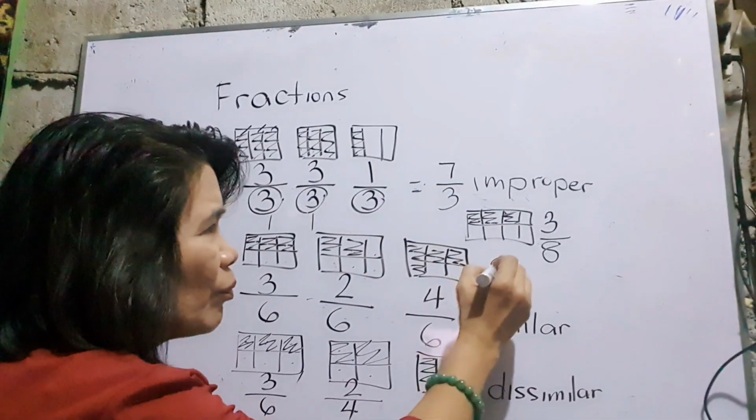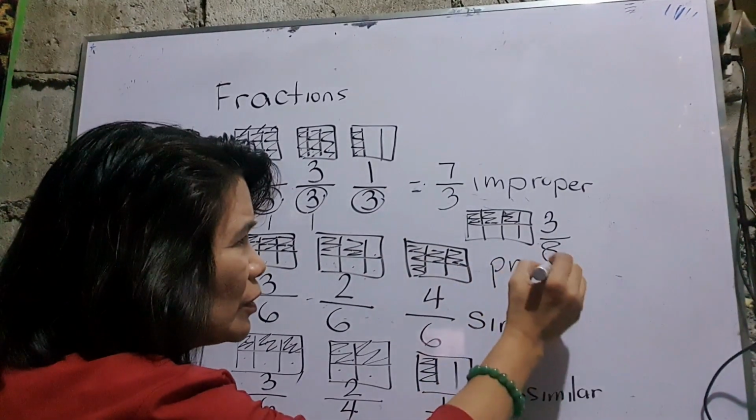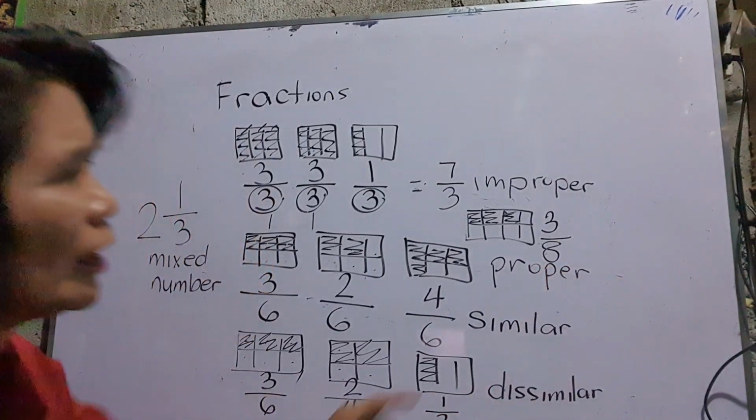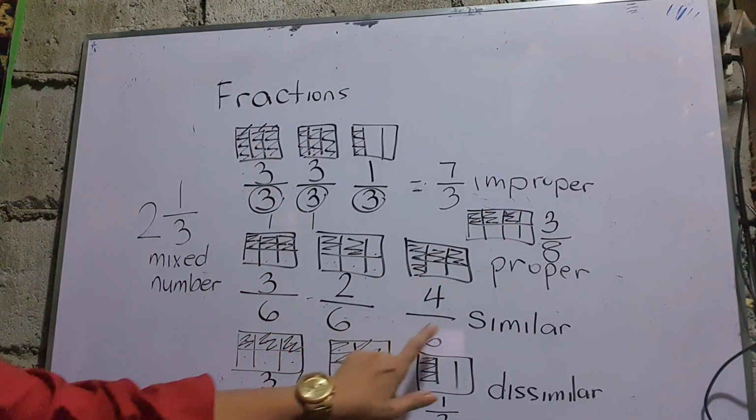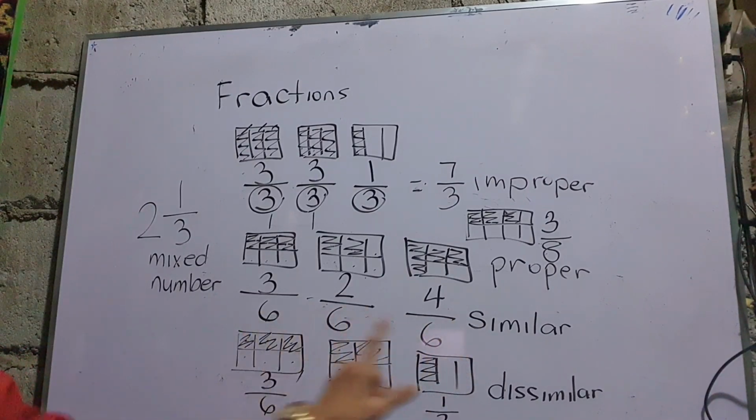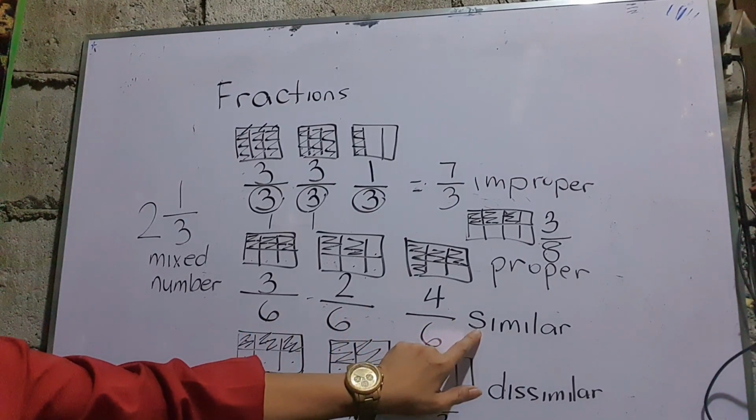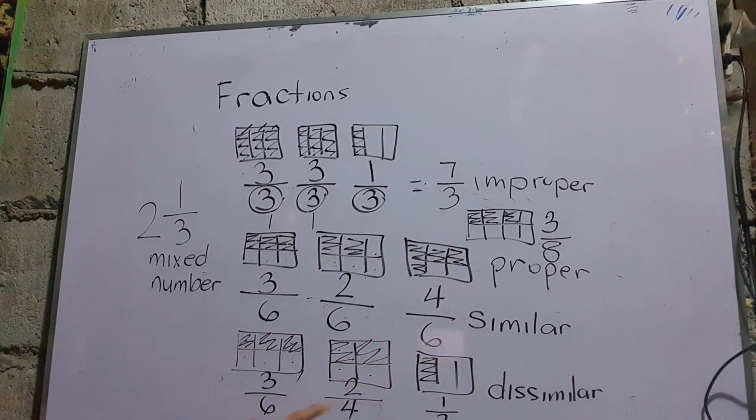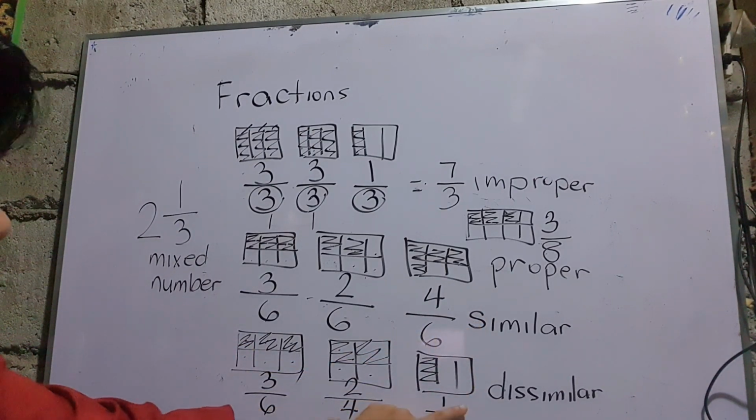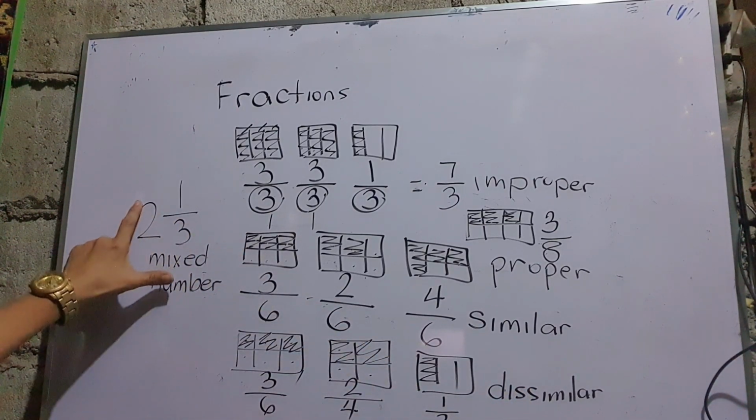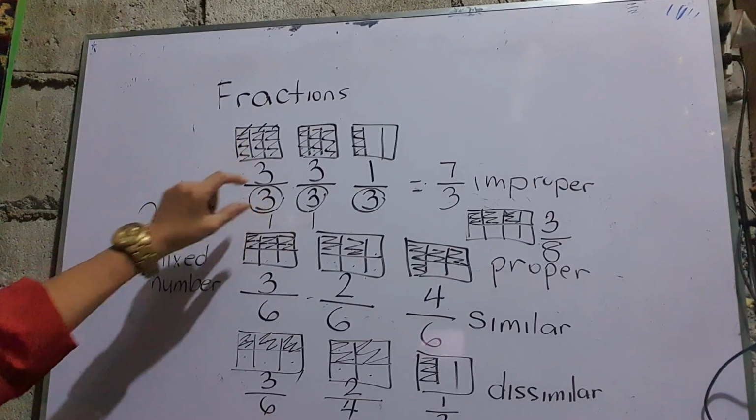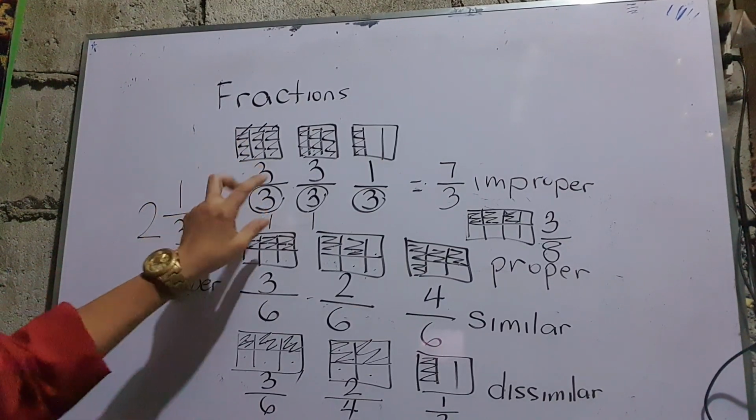Improper fraction. Ito ang inyong proper fraction, 3 over 8, proper fraction. Pare-pareho ang kanilang ilalim, ang kanilang denominator, so we call that similar fraction. Ito, iba-iba ang kanilang denominator, they are called dissimilar fraction. This one, representing the whole.